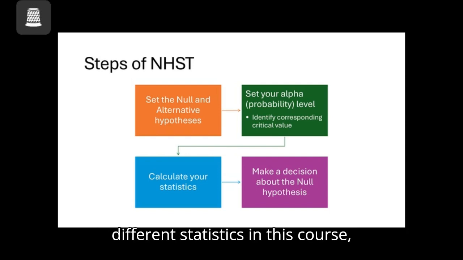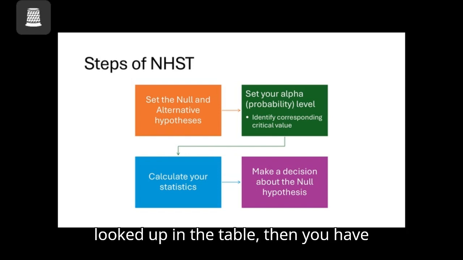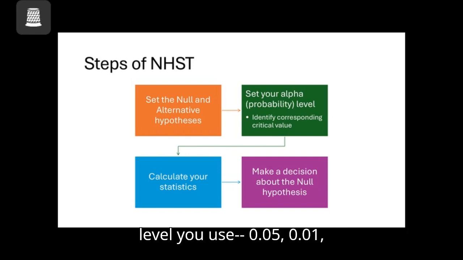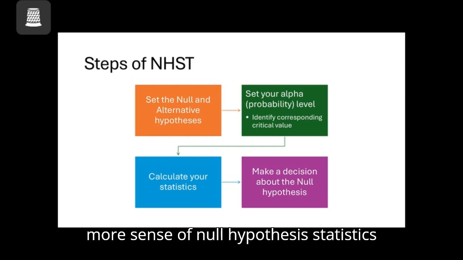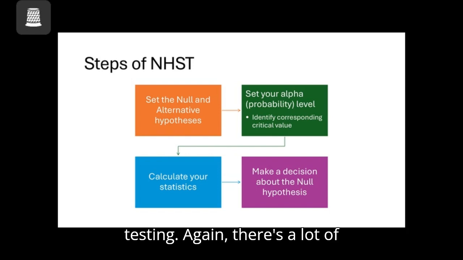As we go through the different statistics in this course, you'll learn to calculate different types of scores. If your calculated score is greater than the critical value that you looked up in the table, then you have what is referred to as a statistically significant effect at whatever alpha level you used, 0.05, 0.01, whatever. Hopefully, this helps to make a little bit more sense of null hypothesis statistics testing.